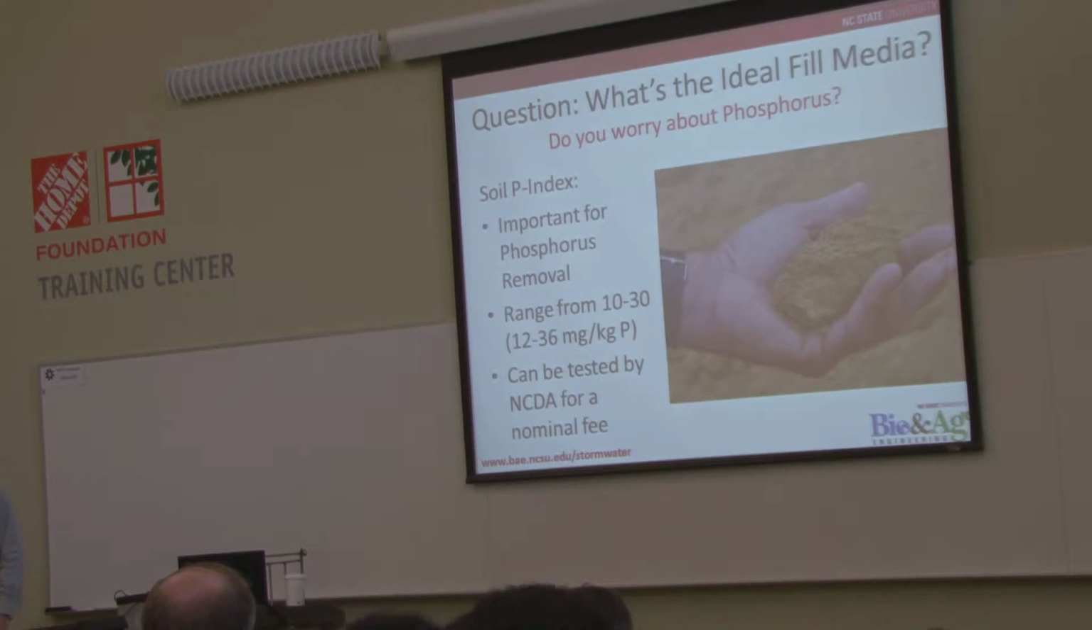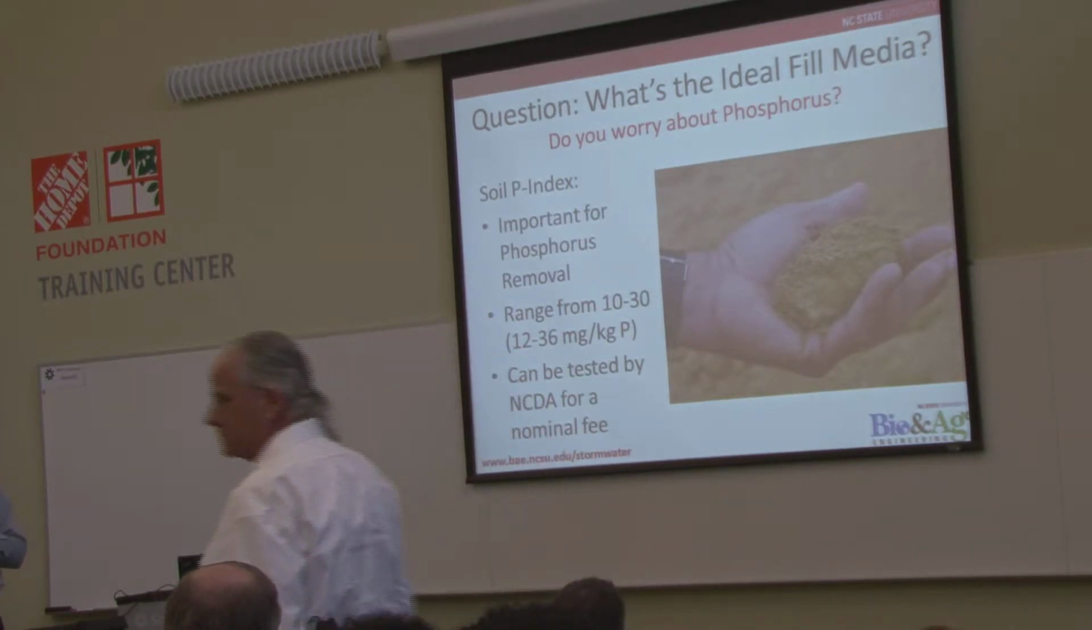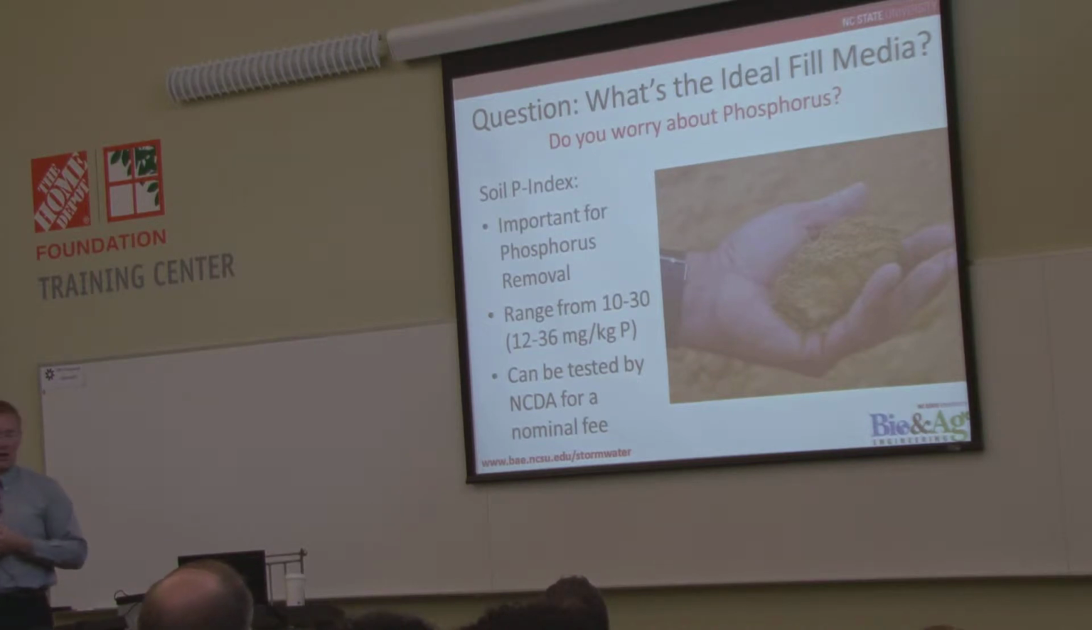That's what's typically used, and I would bet that if you took a soil to a soils lab here in Georgia, that's what you would get: a Mehlich 3 test. And so what we want is something between 12 and 36 mg per kg phosphorus in our soil media in order to get good phosphorus mitigation as the water moves through the media.